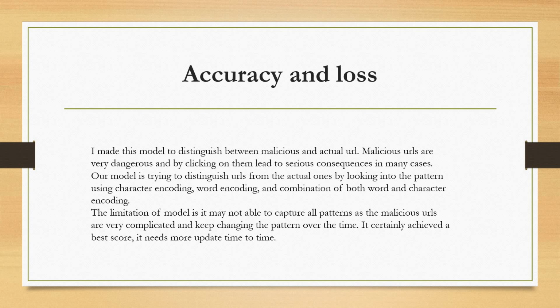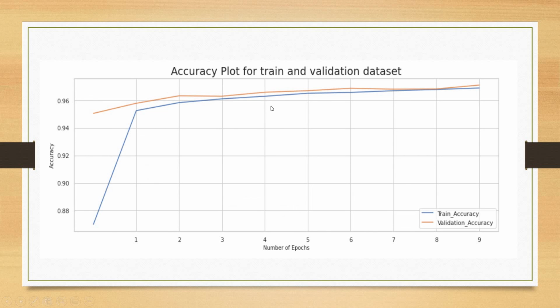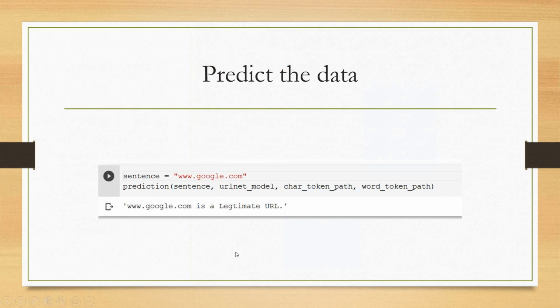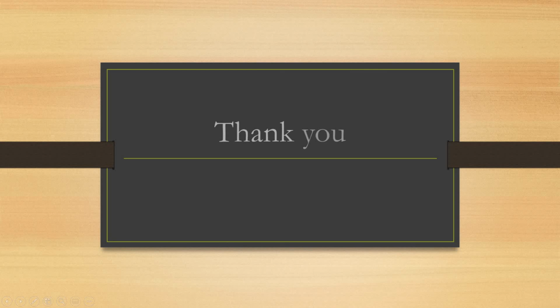So the model is not overfitting, and both curves are on the same lines. Its F score is 98% and overall accuracy score is 97%. That's huge. And so it's successfully implementing the research paper. So now I'm predicting on data, and I put in a URL like www.google.com, so it shows it's a legitimate URL. That's all about my project, and thank you for listening.